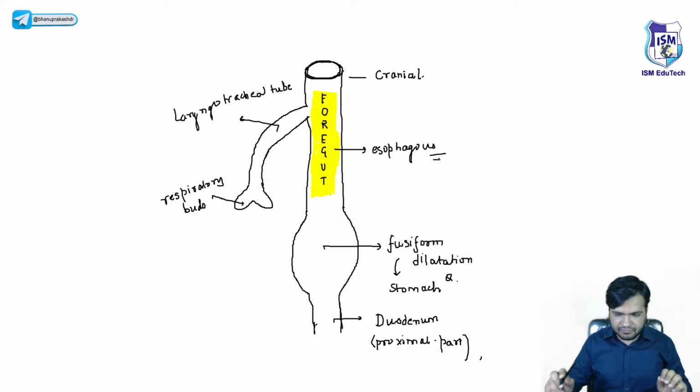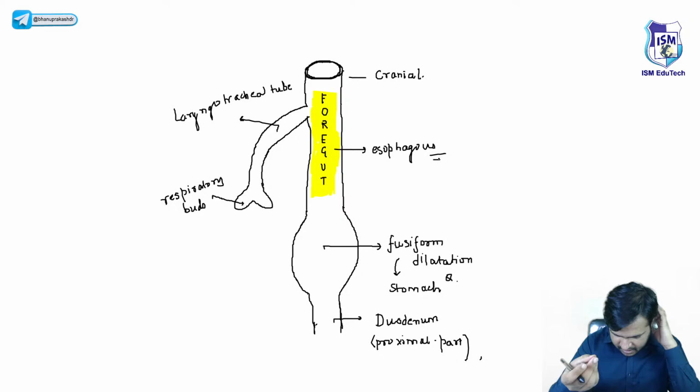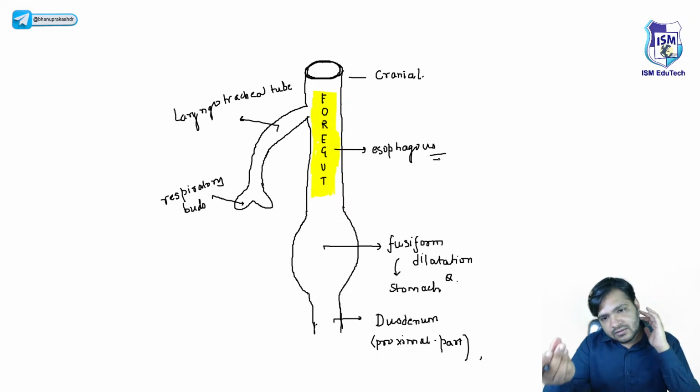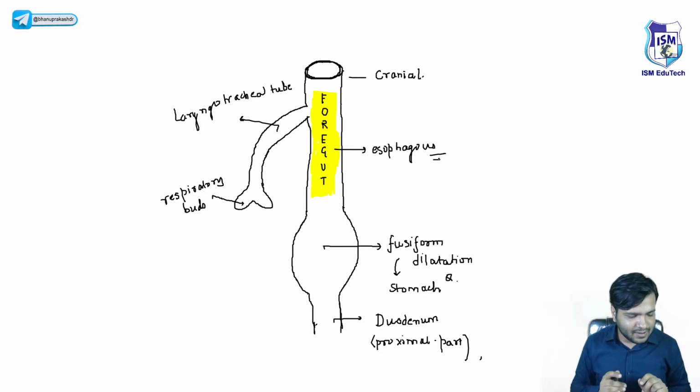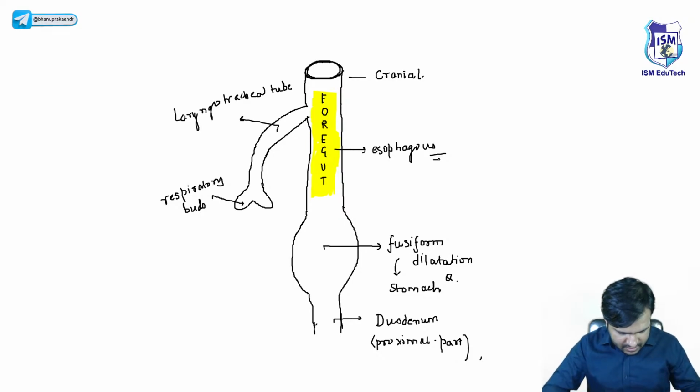You all are aware that this is the tracheal part, right? And this foregut will later on develop into the esophagus. Is this clear to everyone? Is it clear which part is forming which part?